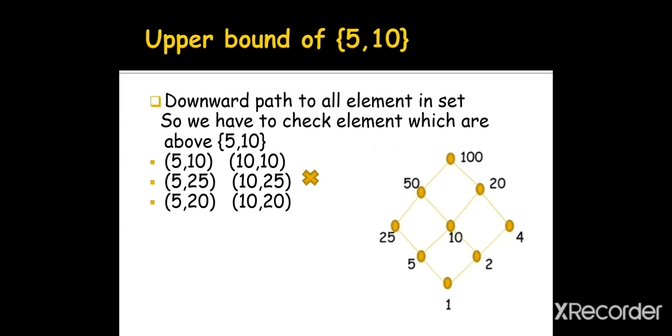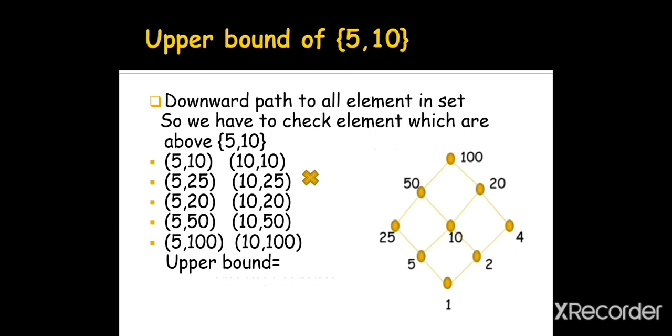Then we will check 50. There is a bond between 10 and 50, and between 5 and 50 there is a transitive relation. Now we will check 100. There is no direct bond but there is a transitive relation, and we can say that 5 and 10 both divide 100, so it is an upper bound. So basically the upper bounds are 10, 20, 50 and 100.